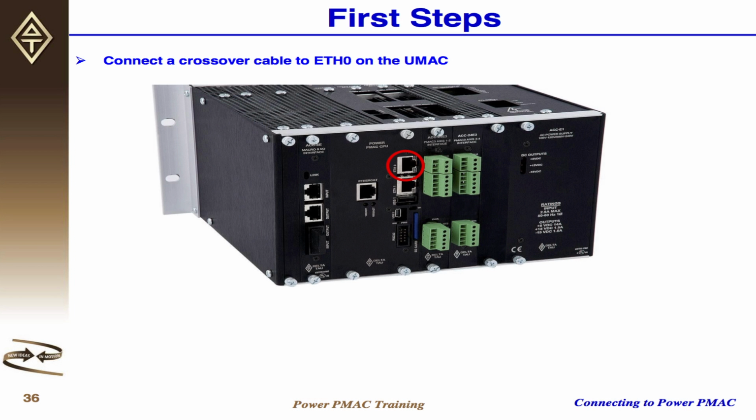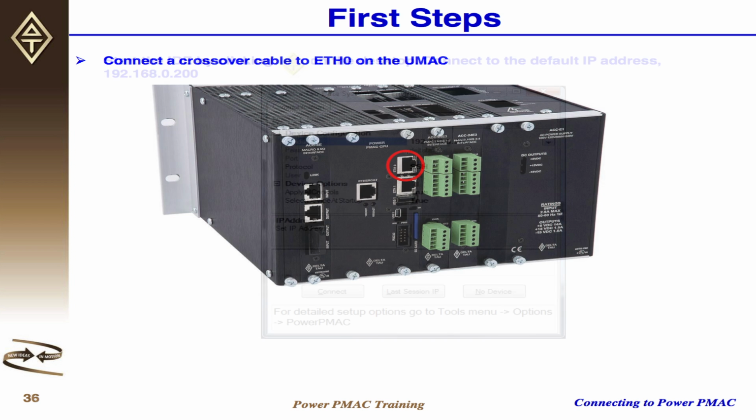On some of the older style CPU, which we call the 460 CPU, there will be two Ethernet ports. The top Ethernet port is the main communication port. On the newer style 465 CPUs, which some of you may have, there's only a single Ethernet port, so there shouldn't be any confusion as to which is the communication port. Unless, of course, you have the EtherCAT option, then there will be two ports. But they'll always be labeled ETH0 and ETH1. ETH0 is the main communication port.